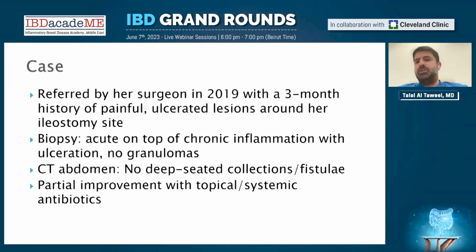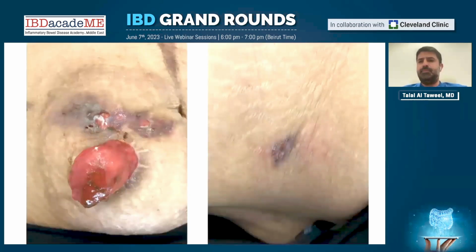And what the surgeons did, they saw these lesions, so they tried to biopsy them, and that made things worse, and the lesions became more florid and deeper. And the biopsies really didn't tell him much. It just showed some non-specific acute on top of chronic inflammation with ulceration, and there were no granulomas. The surgeon did a CT of the abdomen and found no deep-seated collections or fistulae, and the patient only partially improved with topical and systemic antibiotics.